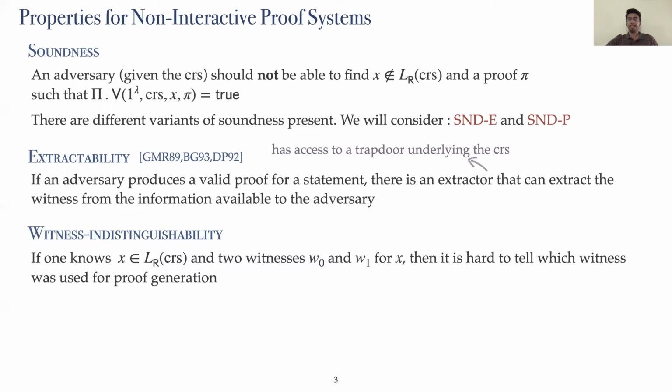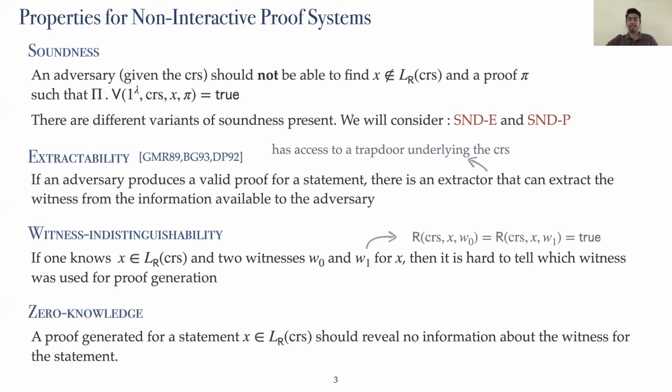The witness indistinguishability property guarantees that if there are two witnesses for a statement, it is hard for an adversary to be able to tell which witness was used in order to generate the proof. Finally, the zero knowledge property guarantees that a proof generated for a statement in the language reveals no information about the witness for that statement.